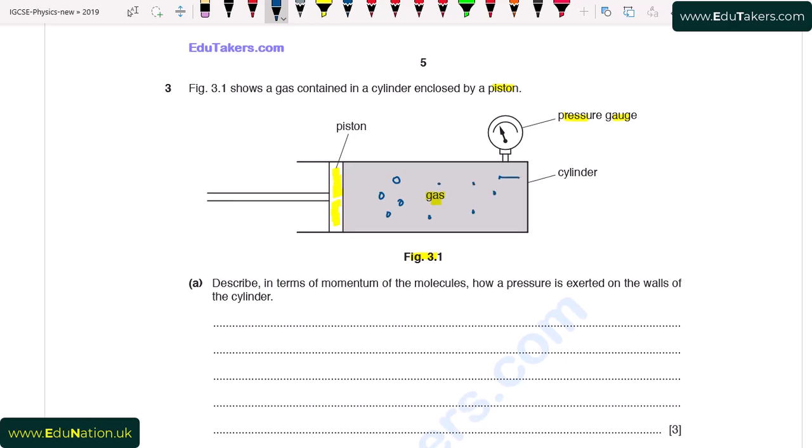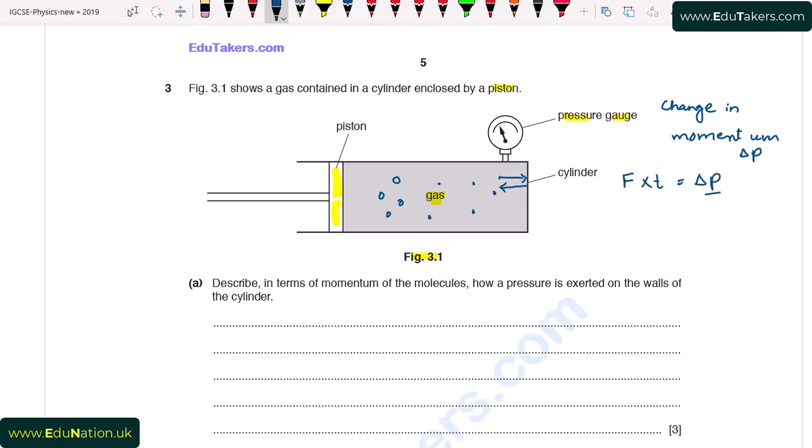When they collide with the wall of this cylinder, they change their direction at every collision. So there will be a change in momentum, which is represented by delta P. And we know that the change in momentum is equal to the product of force and time, or the rate of change of momentum is equal to force. I write here F cross T is equal to delta P.